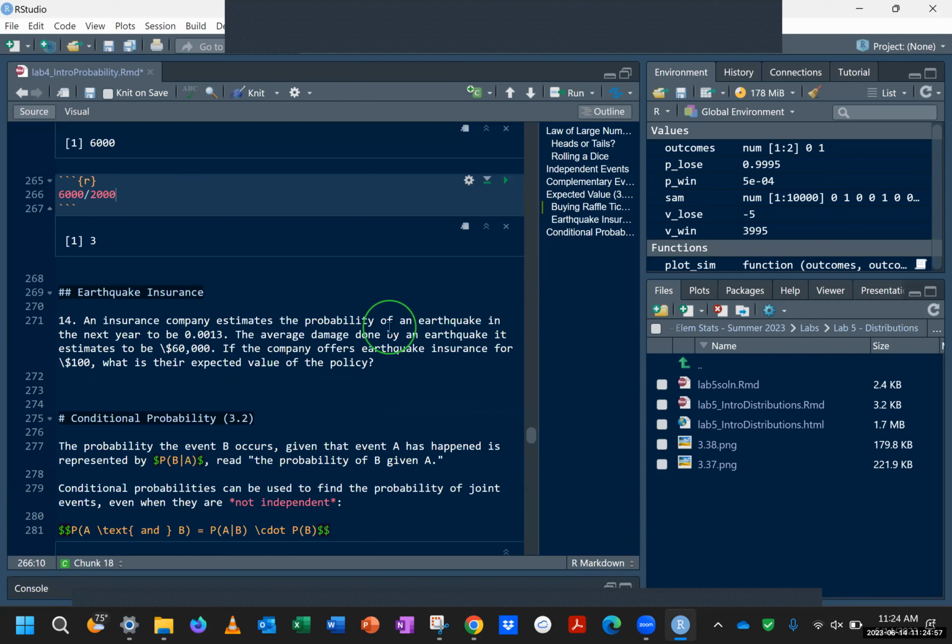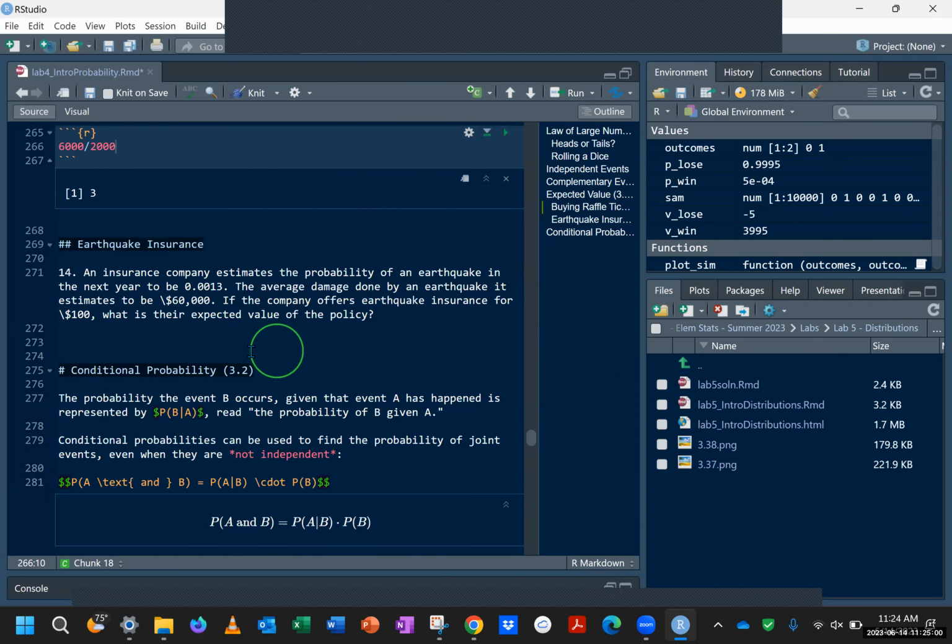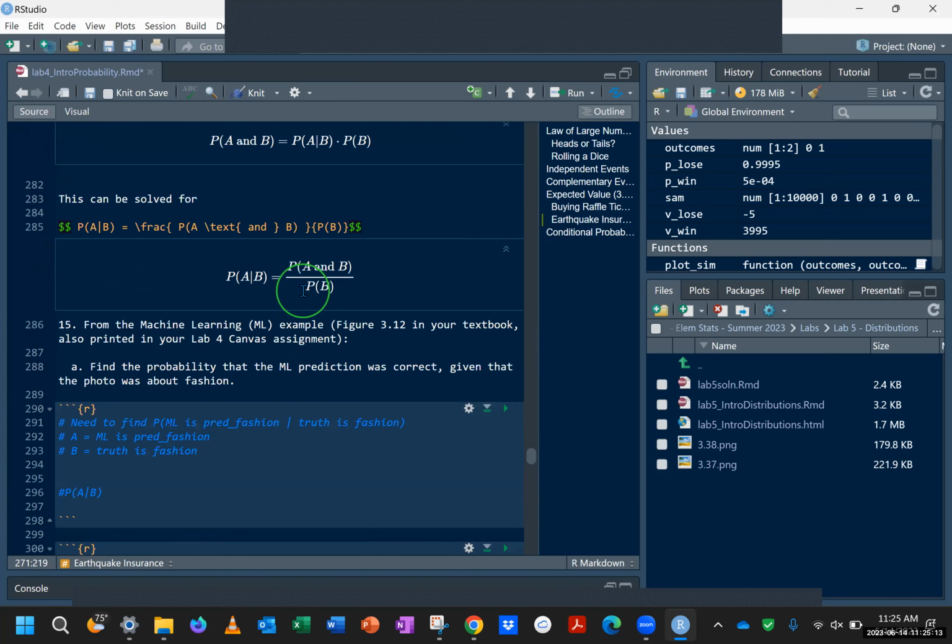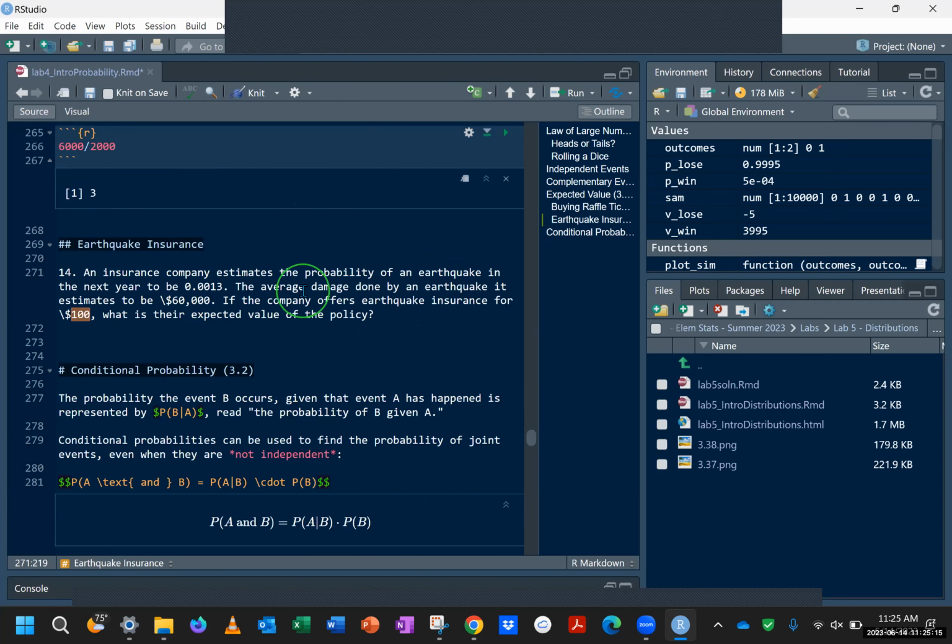That's expected value. I'll let you work on the earthquake insurance problem on your own. See if you can figure that one out. And don't forget that if you do collect insurance, you still paid for a $100 premium. Okay. So that's what we got for earthquake insurance.